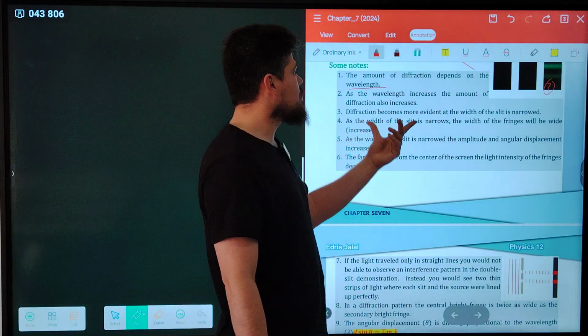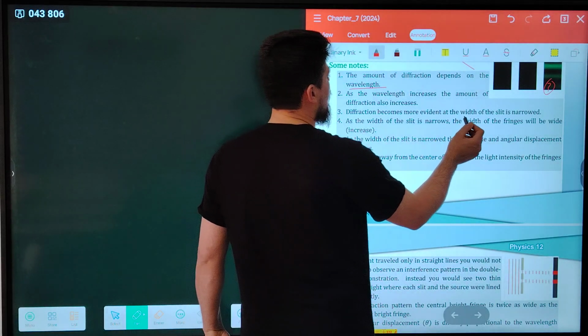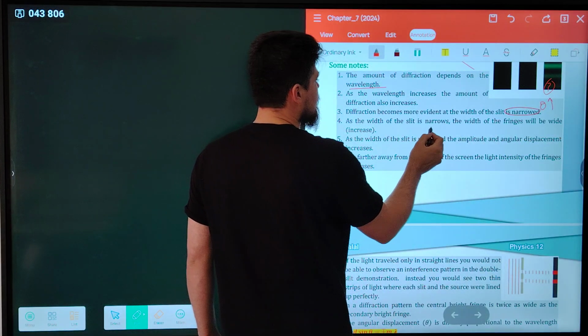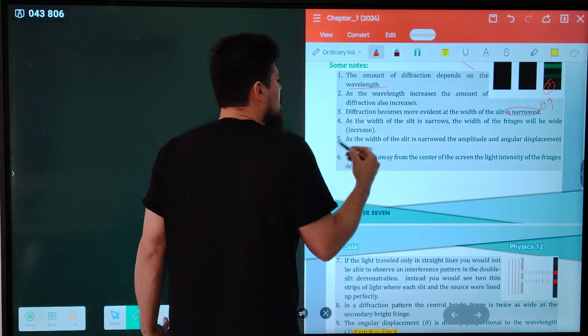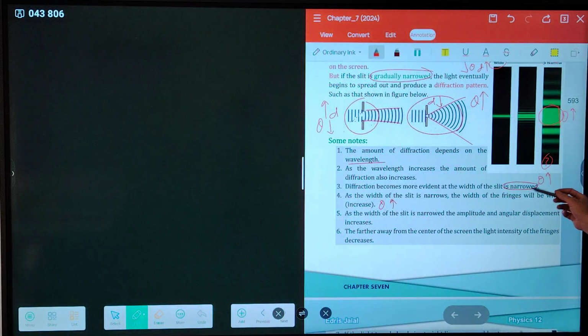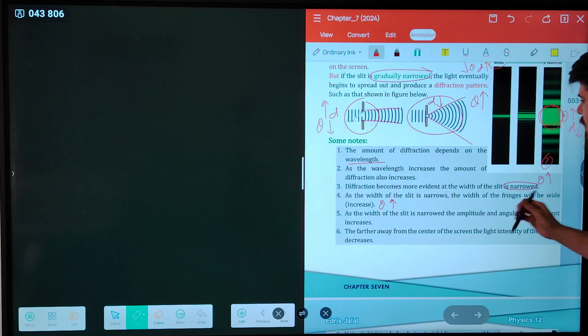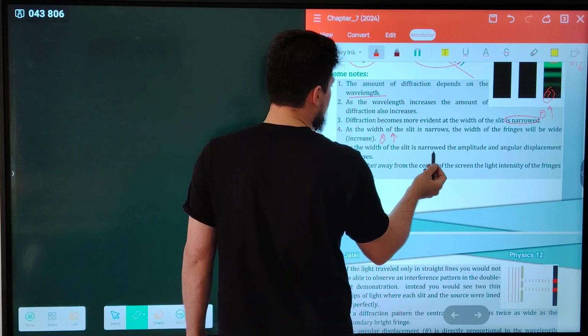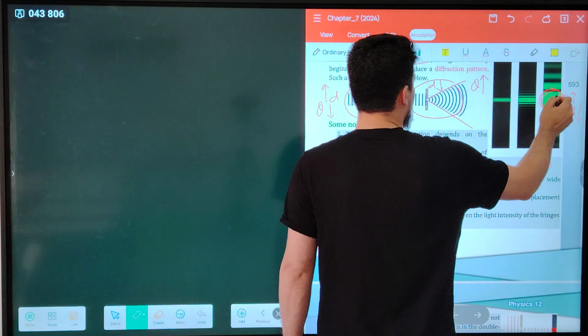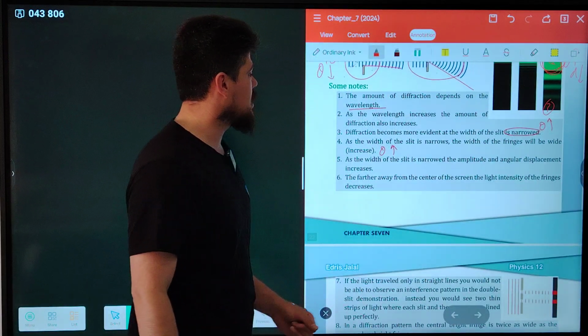The diffraction becomes more evident as the width of the slit is narrowed. It means theta increases. As the width of the slit narrows, the width of the fringe will be wider. Why? Because theta increases. Okay? So, guys, look. The width of the fringe is wider here. Why? Because the distance of the slit is narrowed. As the width of the slit is narrowed, the amplitude and the angular displacement increase. The amplitude also increases, as the width of the slit is narrowed.